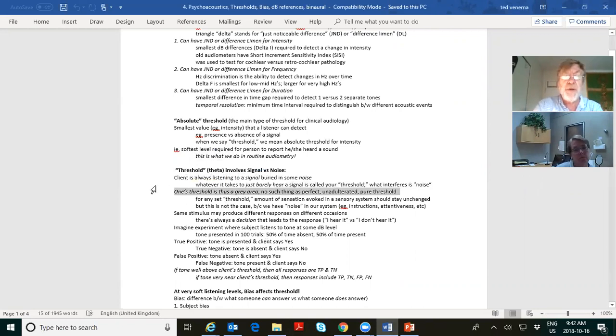For any set threshold, you'd think the amount of sensation in your system would be completely unchanged. But this isn't the case because we always have some noise in our system. The instructions, the attentiveness. I mean, think about it. Okay, think of the difference. Use clinician bias now, not even client. Raise your hand when you hear the tone, okay?